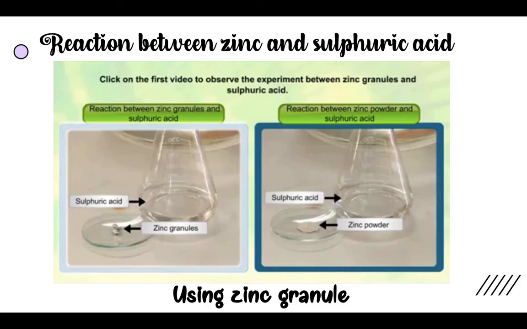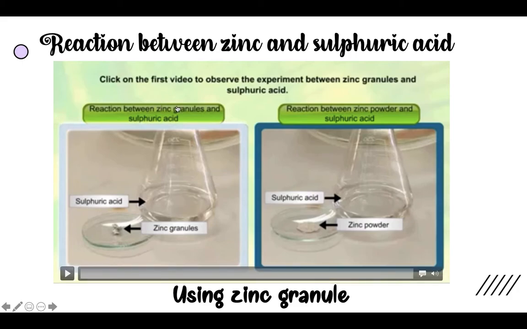Okay, reaction number 2, reaction between zinc and sulfuric acid. Again, what we manipulate here is the size of the particle, size of the reactant. Okay, since sulfuric acid dalam bentuk solution, maka dia tak boleh mempengaruhi lah size. Jadi yang dipengaruhi adalah size of the solid particle sahaja, zinc ni. Satu zinc granules dan satu lagi dalam bentuk zinc powder. Kita tengok.